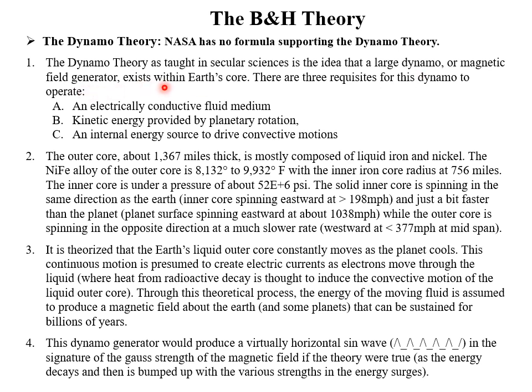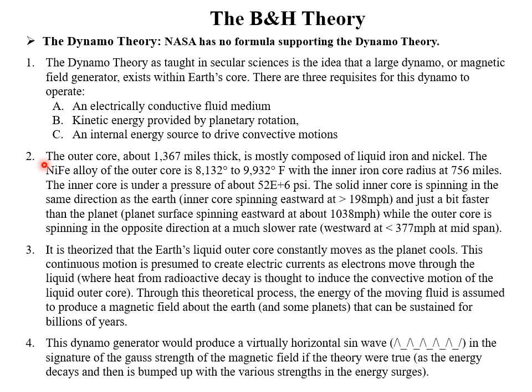So the dynamo theory, as taught in secular sciences, is the ideal that a large dynamo or magnetic field generator exists within the Earth's core. There are three requisites for this dynamo to operate: an electrically conductive fluid medium, kinetic energy provided by planetary rotation, and internal energy source to drive convective motions. Let's talk about the core a little bit. The outer core. So they hypothesize that the core is actually made up of two: an inner core and an outer core.